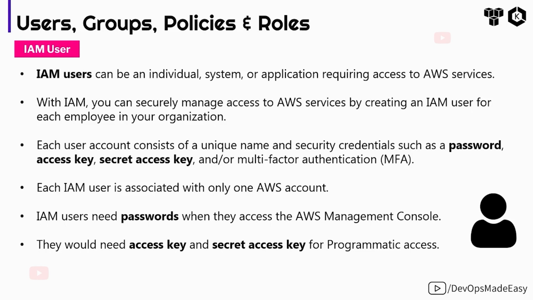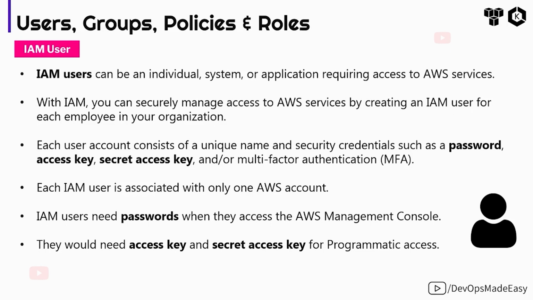IAM users need passwords whenever they try to access the AWS Management Console. If they want to access AWS services through the graphical user interface, they need to enter their password. But if they have to access AWS resources through programmatic access, like when they want to automate something, they can use the AWS CLI or AWS SDKs. In this case, instead of entering the password, they can use the access key and secret access key to authenticate with their AWS account.